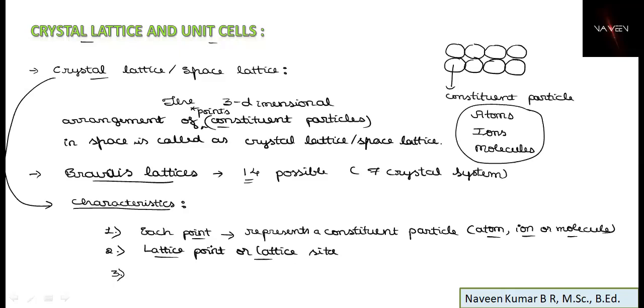And how these lattice points are present, we need to represent in a three-dimensional arrangement. Each lattice point we are going to join by straight lines to bring out the geometry of the lattice. So each lattice point, in building the three-dimensional arrangement, is joined by straight lines. By doing this, we are going to get the complete geometry of the crystal.